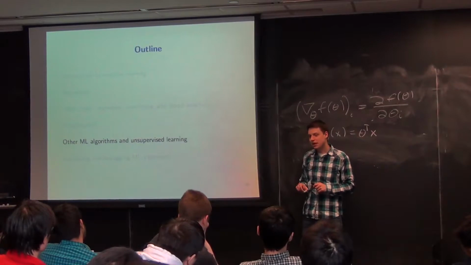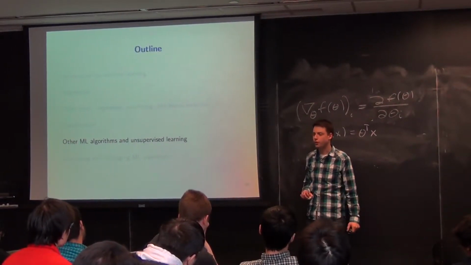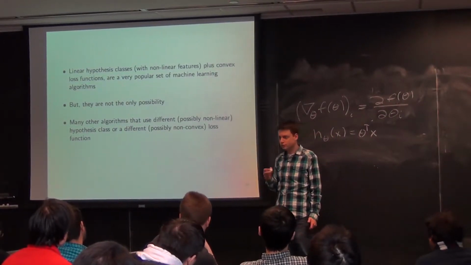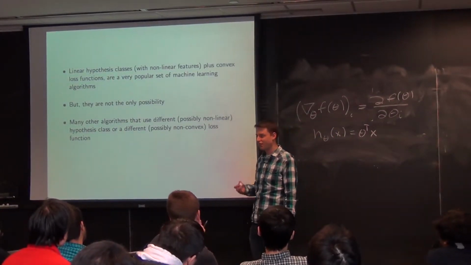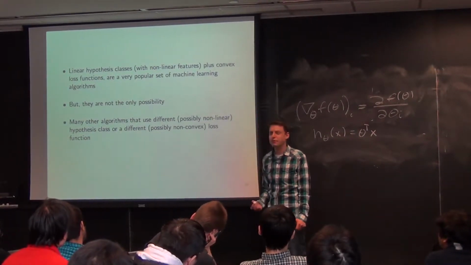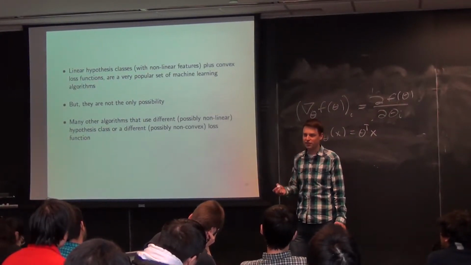All right, let me talk now about other machine learning algorithms. This is going to be, as I say, a whirlwind tour. Linear classifiers are really fantastic. They have a huge amount of power. If we choose the features right, they can be incredibly powerful. But they aren't all that exists.